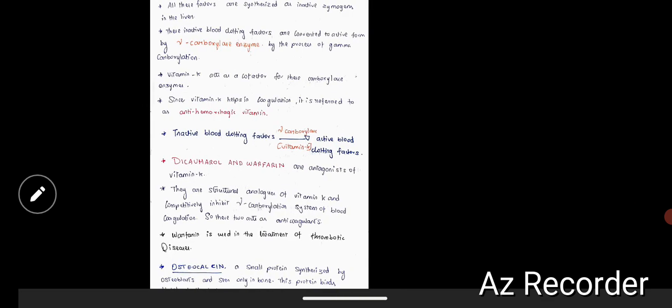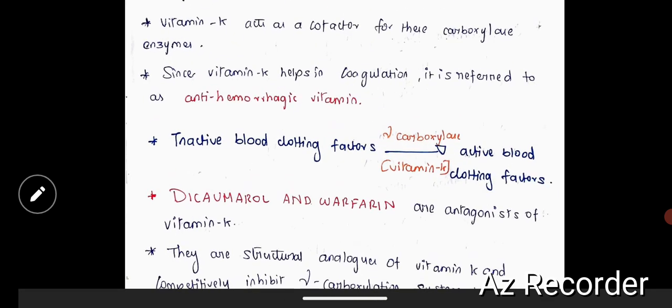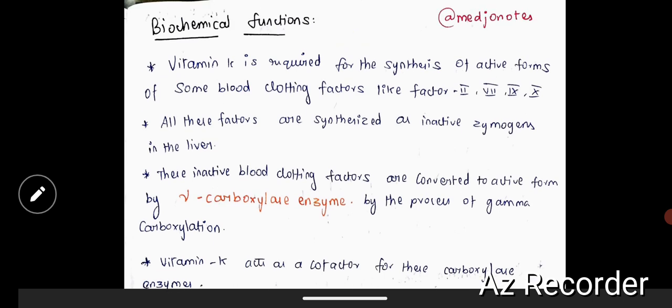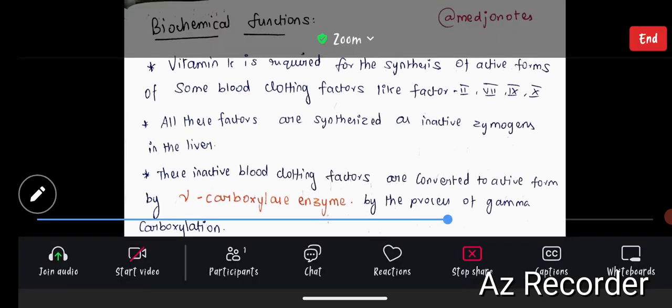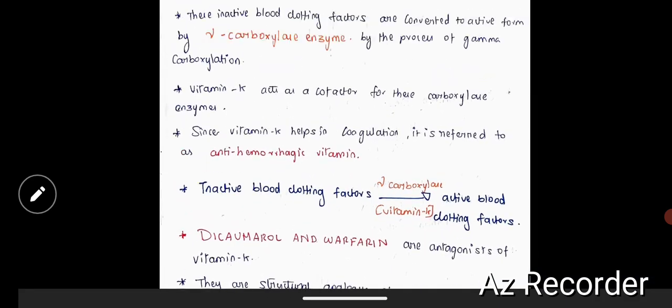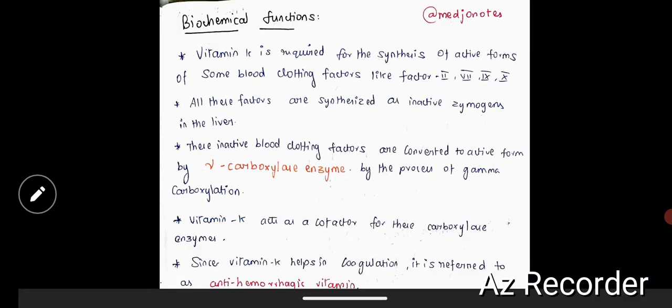Next is biochemical functions. This is very important for vitamin K as it is a coagulation vitamin. Vitamin K is required for the synthesis of the active forms of some blood clotting factors. We might study it in physiology, in hemostasis, how blood clotting and coagulation occurs. In that blood clotting factor synthesis, vitamin K is very important for factors 7, 9, and 10.